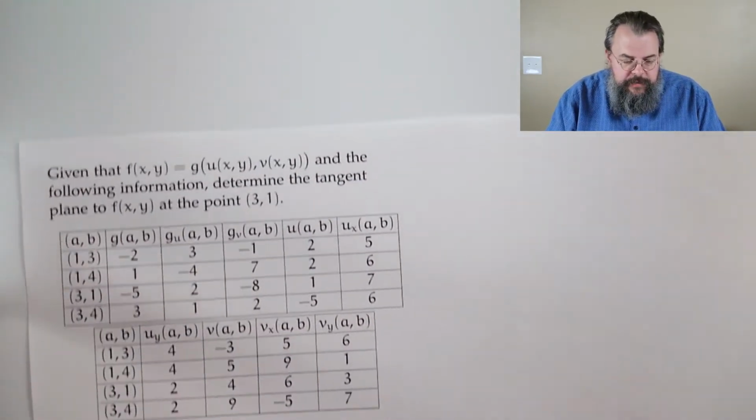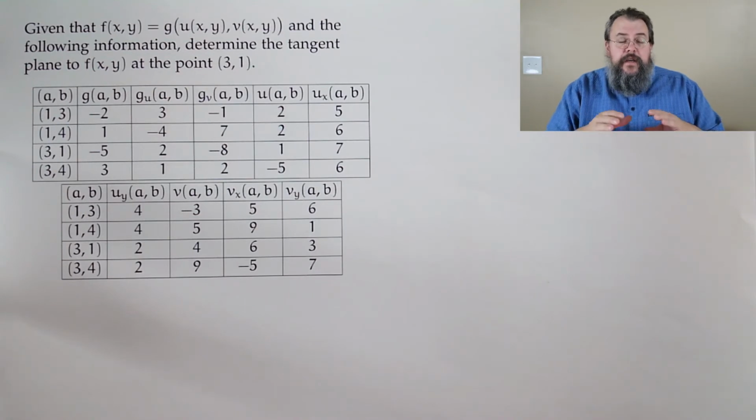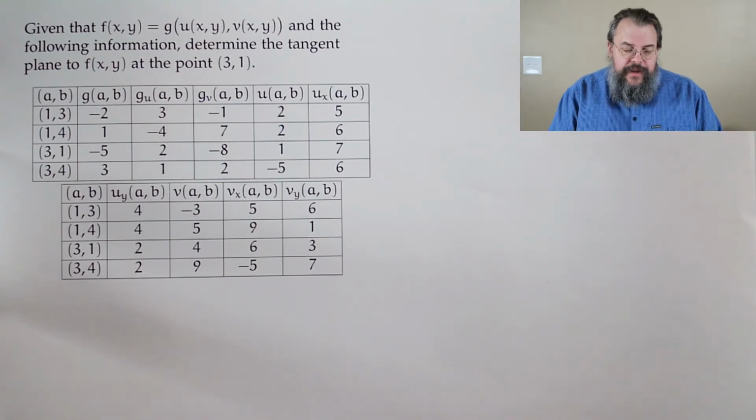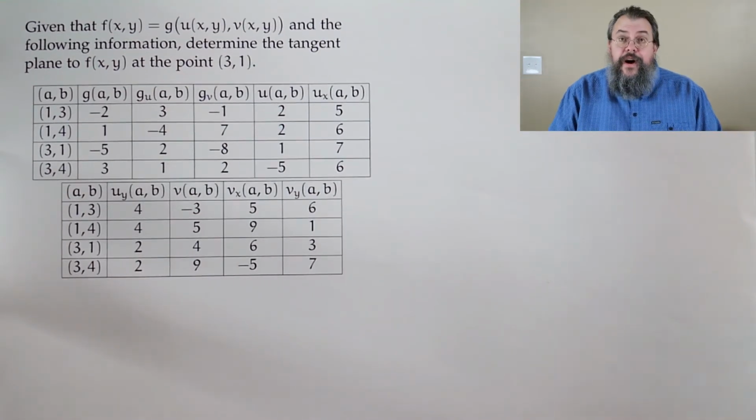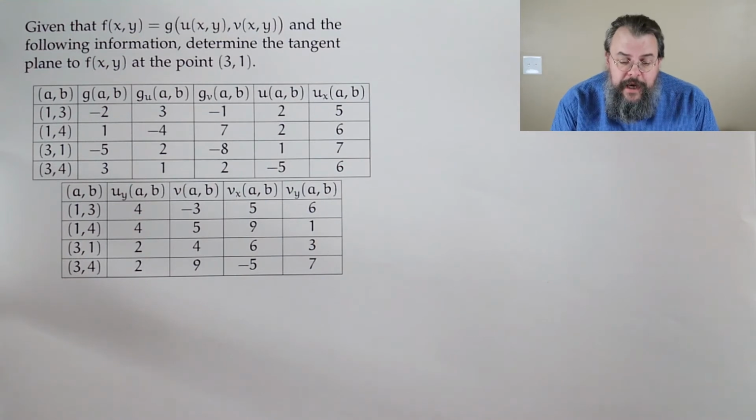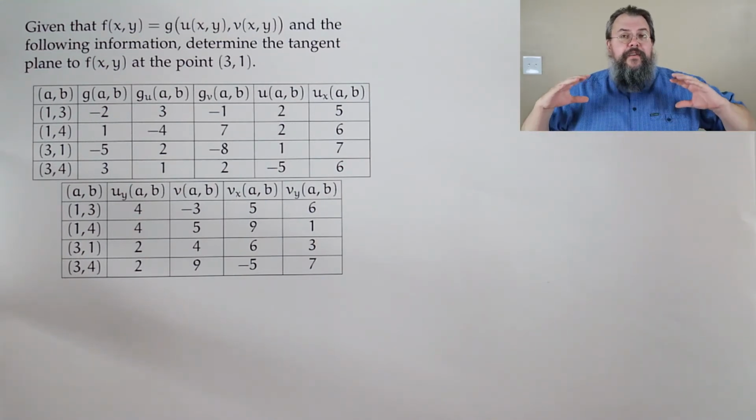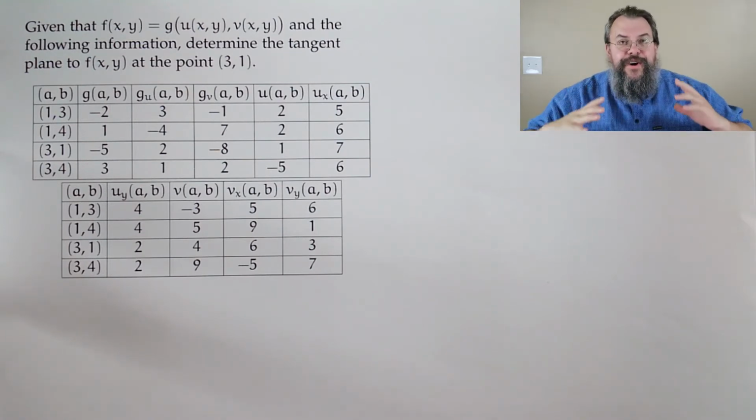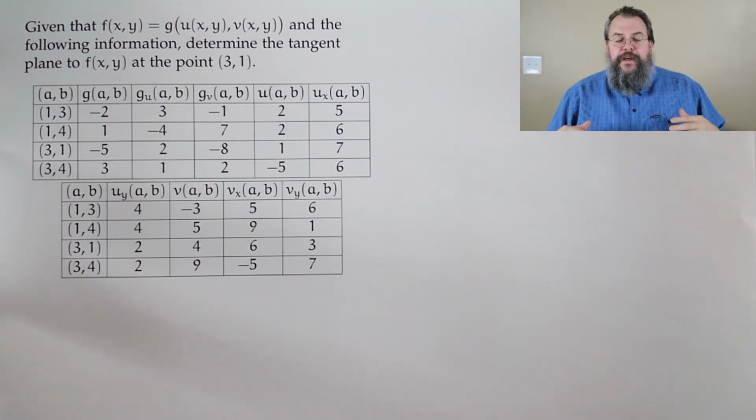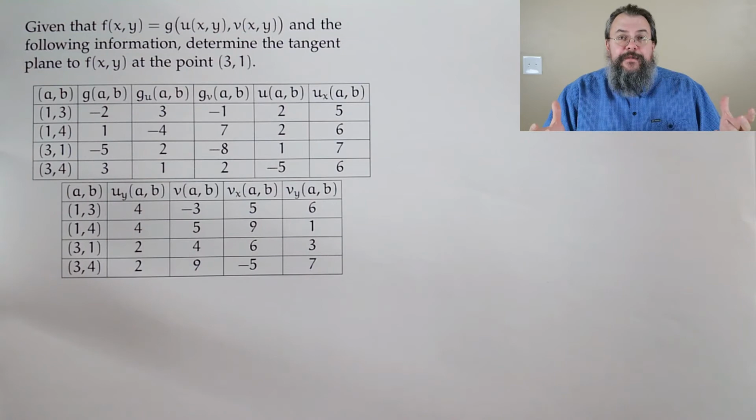So, our next problem. Given that f of x, y is this expression, and the following information, determine the tangent plane to f of x, y at the point (3, 1). So this is testing us on very pure chain rule, because we're not going to give you any functions. What we're doing is storing the information in a table format.